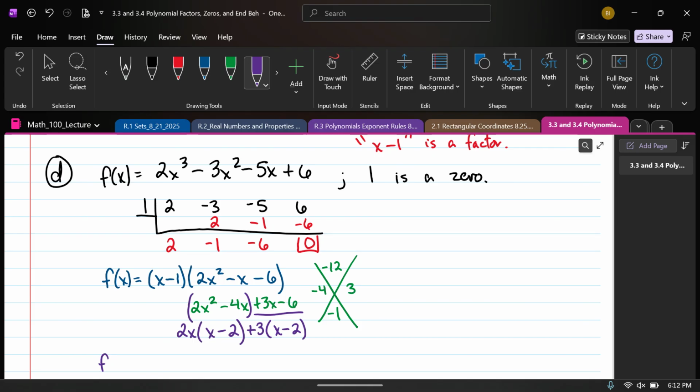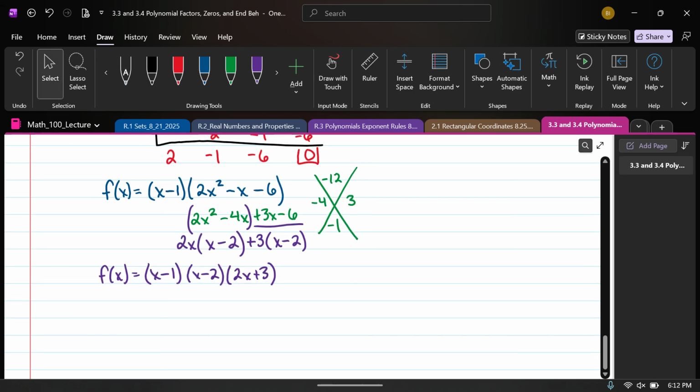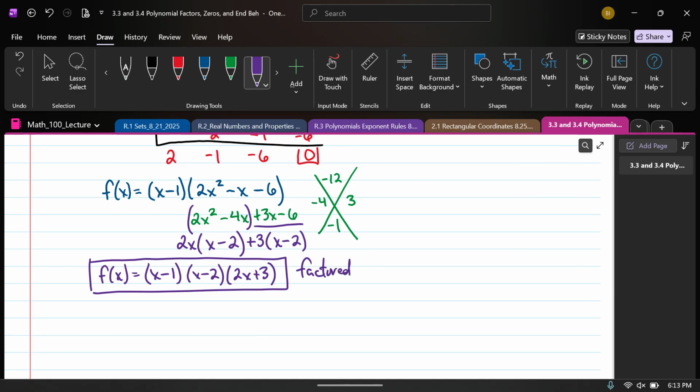So now I got the factored form. I've got the x minus 1 that we did with synthetic, and then I have the x minus 2, that's the matching parentheses, and then the last one is the 2x plus 3. So there I finally have my factored form. If you can get the factored form, the zeros are the easy thing. But the factored form is the hard part. It takes work to get there, a lot of work. Takes practice.